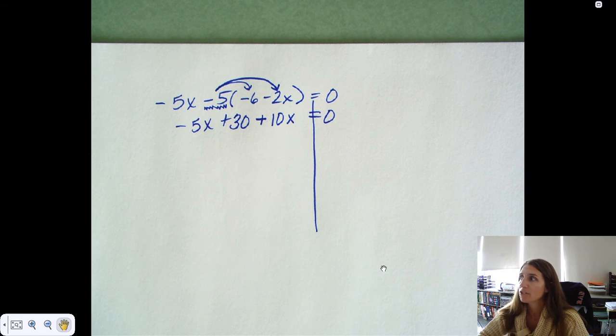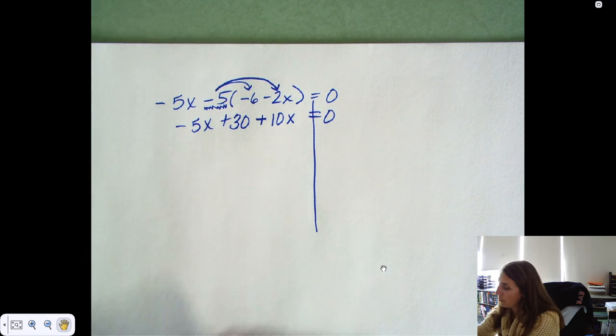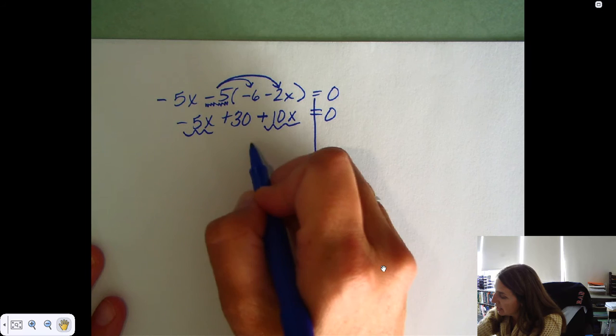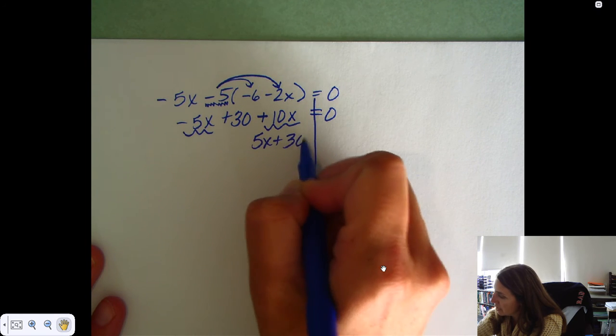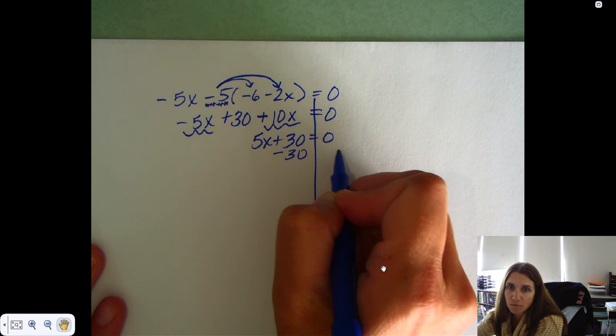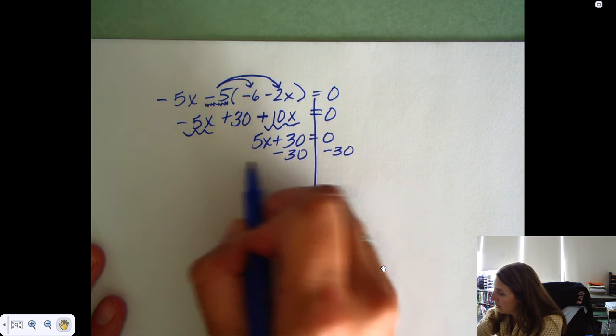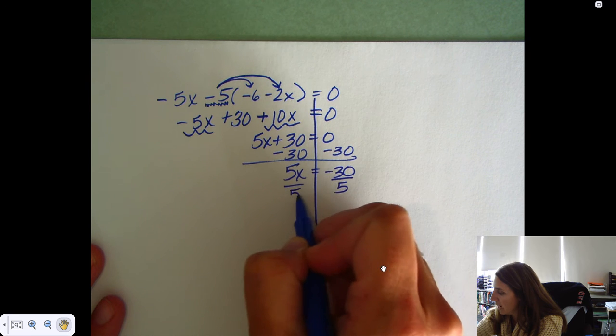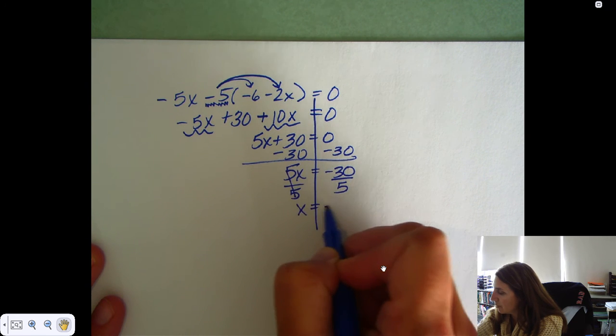Now, to simplify this side of the equation more, I'm going to combine like terms. So I have negative 5x's plus 10x's. That gives me 5x plus 30 equals 0. Moving my 30 to the other side, I'm going to subtract it since it's positive. I get 5x equals negative 30. And divide both sides by 5. X will equal negative 6.